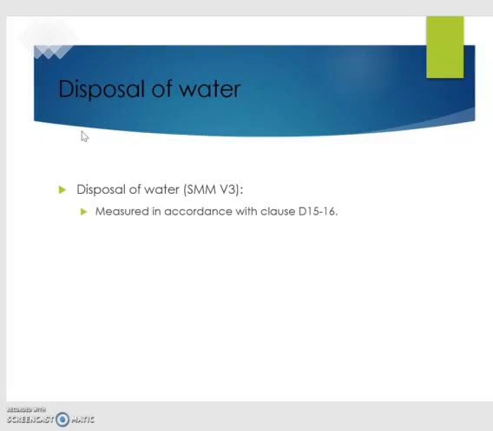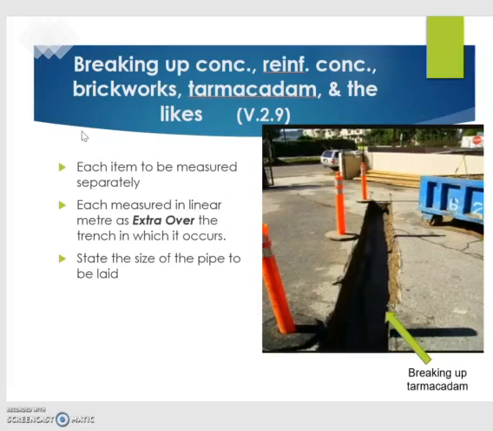Disposal of water, you need to refer to section V.3 or D15 to 16. In case you have work like breaking up concrete, reinforced concrete, brickwork, tar macadam and the like, that can be referred to section V.2.9. Each item is to be measured separately, in linear meters, as an extra over the trench in which it occurs. State the size of the pipe to be laid. So you need to mention this clearly: first as a separate item, second as an extra over, and third the size of the pipe to be laid.